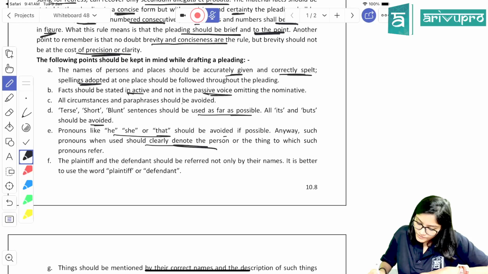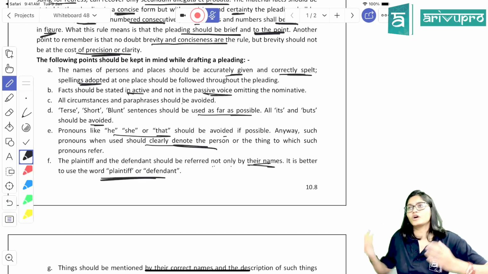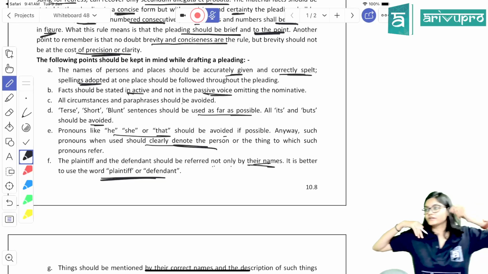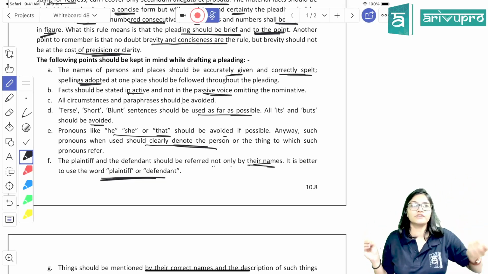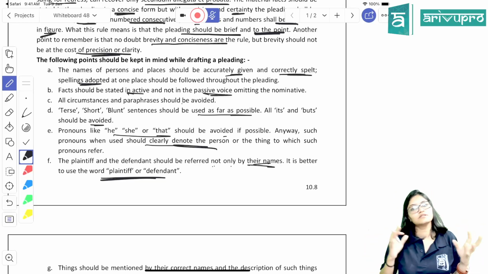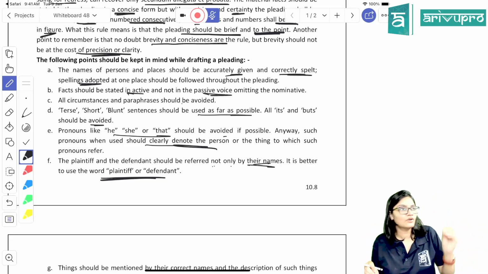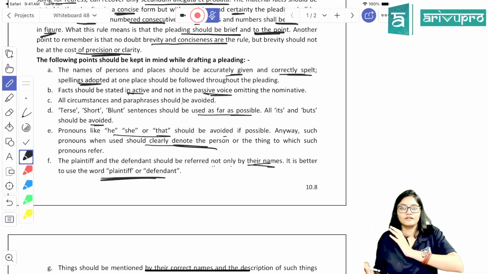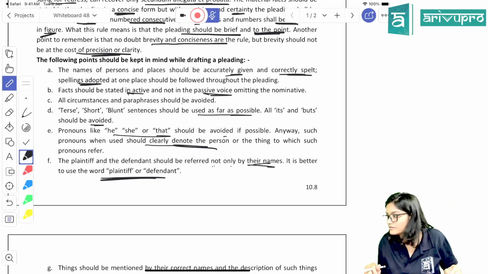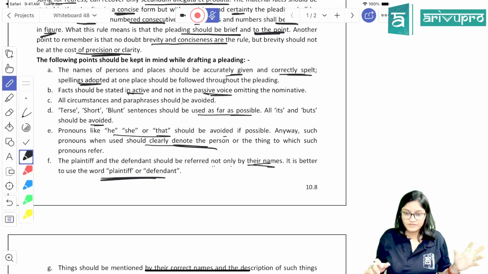Plaintiff and the defendant should be referred to not only by their names. It is better to use the words plaintiff and defendant, because again and again you will have to go and check who was Mr. X, who was Mr. Y. That is why we use seller, buyer, lessor, lessee. Because draftings are not just half a page or one page. They may go into a number of pages, and again and again you will have to check who was Mr. A, who was Mr. Y.